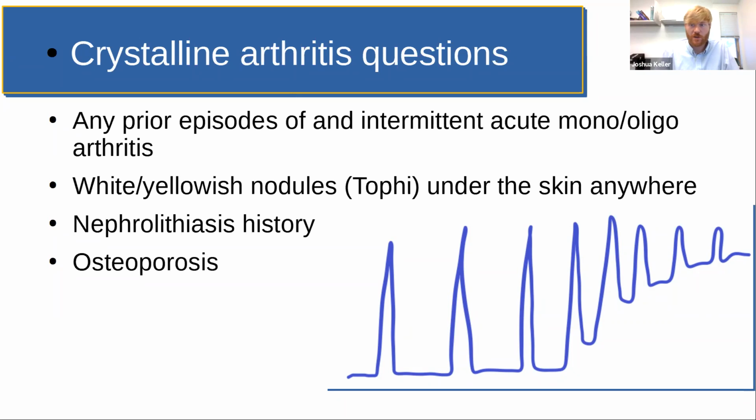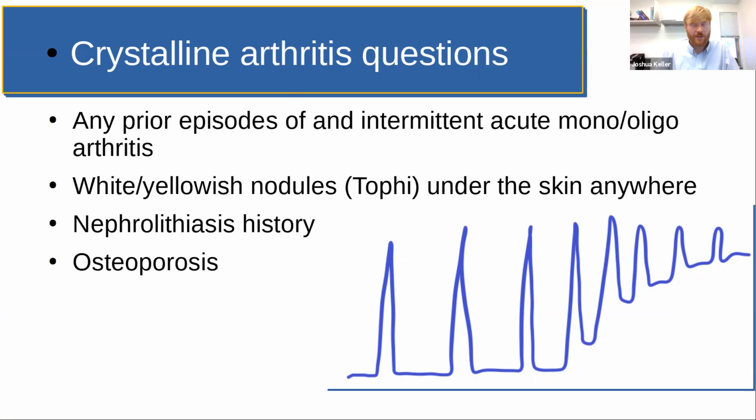Kidney stone history. Often patients with hyperuricemia are predisposed to kidney stones as well, so make sure to ask them about that. And that won't give you the answer for sure, because a lot of people have kidney stones, but it can push you up or down on your betting, so to speak, on what this might be.